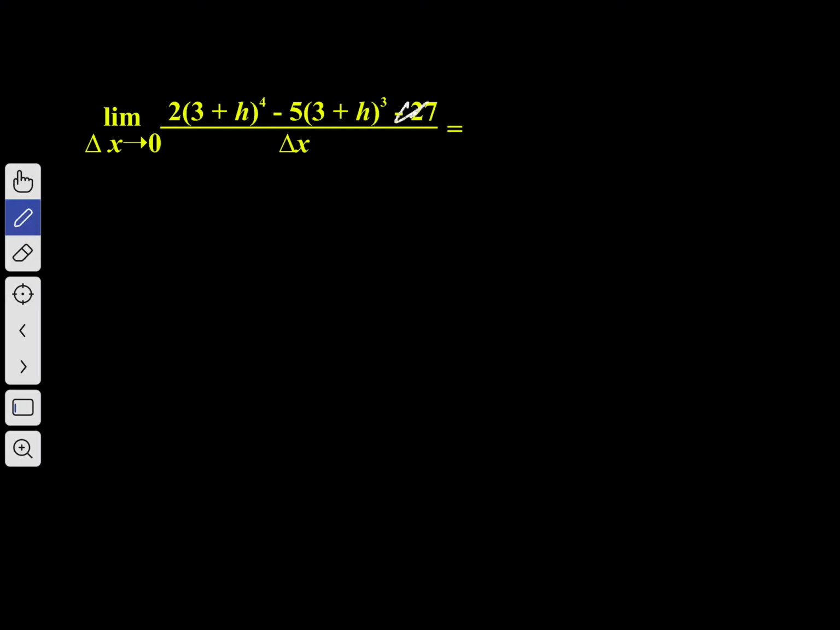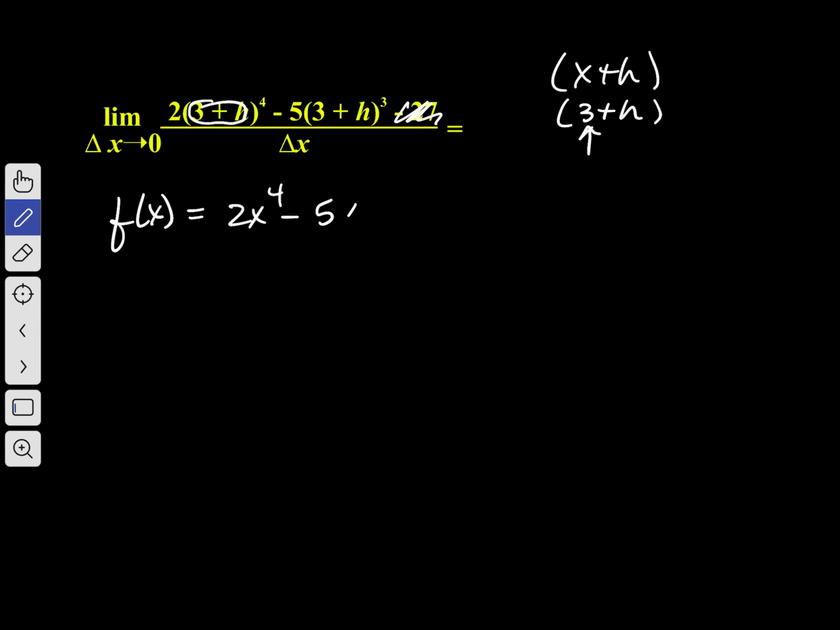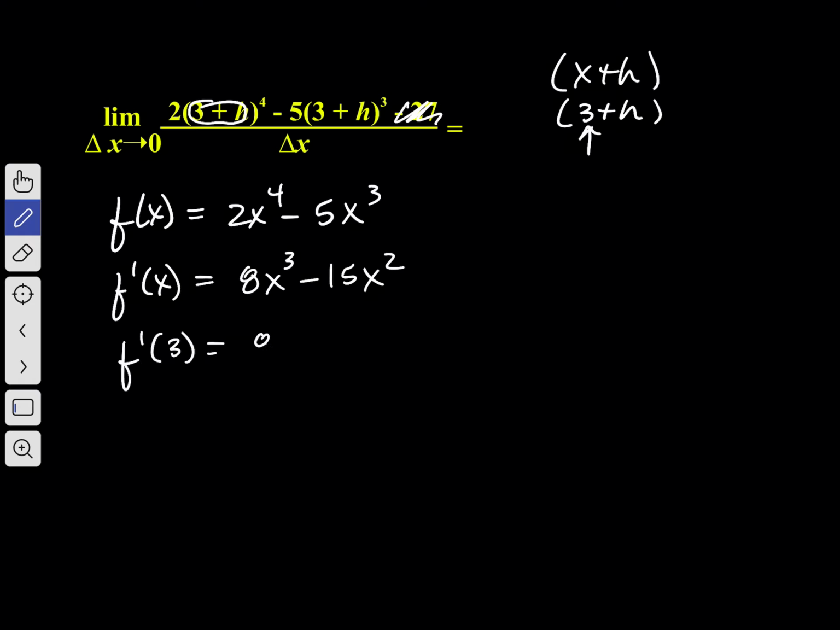All right, another one looking a little strange, and I got another constant there. This time instead of x plus h, I have 3 plus h. So I'm going to look at the slope at an x value of 3. So let's see, what is my function? I've got the 3 plus h in here, so that's going to be 2x to the 4th minus 5x cubed. The derivative using the power rule, 8x cubed minus 15x squared. The derivative at 3, 8 times 3 cubed minus 15 times 3 squared.